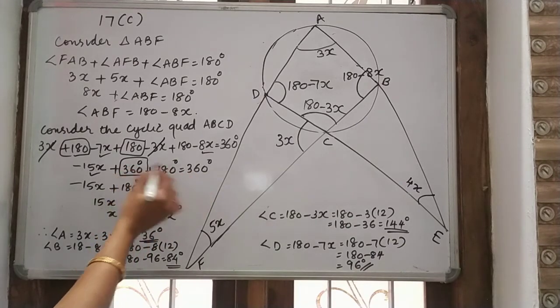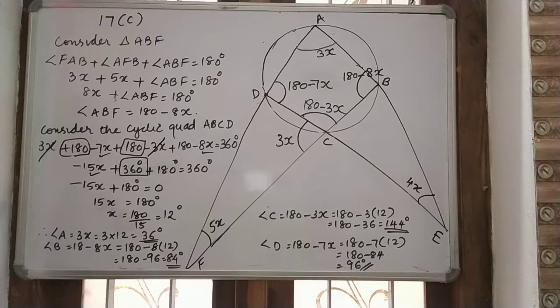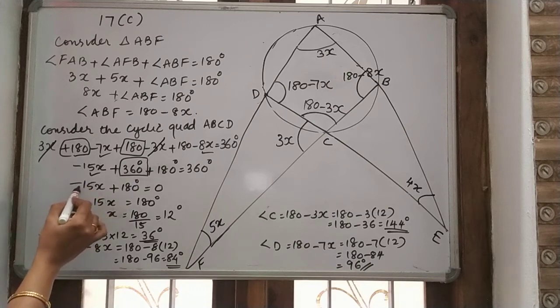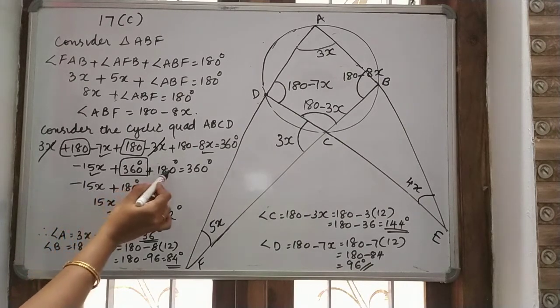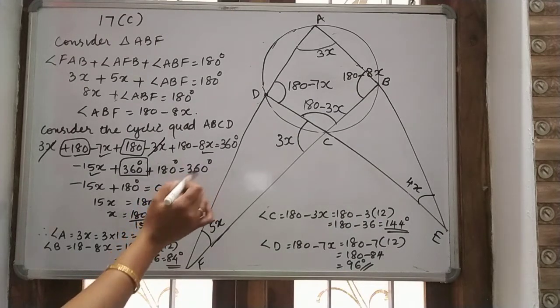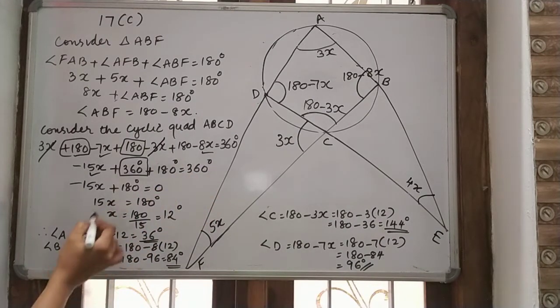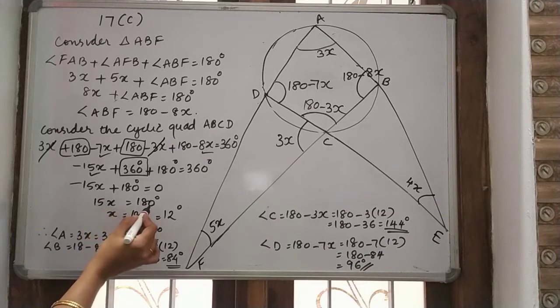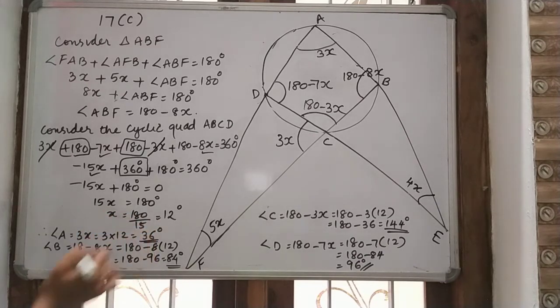Why? Because we can cancel this. 360 and 360 we can cancel. So remaining it will be minus 15x plus this 150 is equal to 360 comes here. So 360 minus 360 is 0 is equal to 0. So 15x is equal to 180. So x is equal to 180 divided by 15, which is equal to 12.